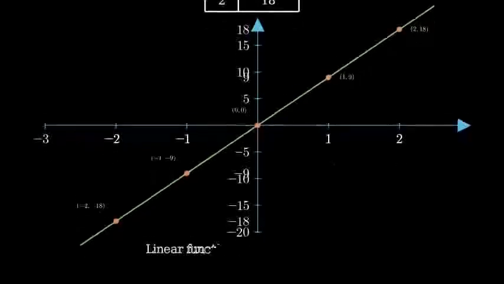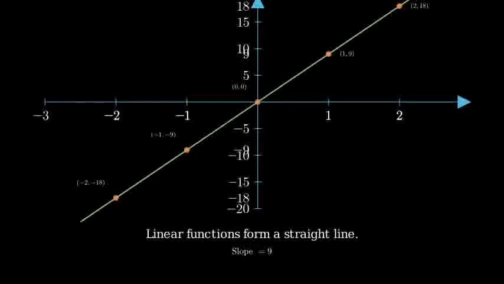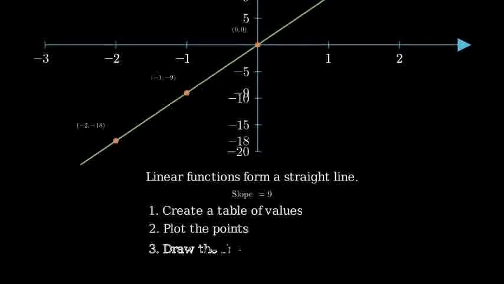To quickly review, remember that linear functions form a straight line, and that the slope of the line is determined by the coefficient of x, which in this case is 9. To summarize, we created a table of values by choosing x values and calculating y. We plotted these points on a coordinate plane and connected them to draw the line representing y equals 9x. This method can be used to graph different types of functions, ensuring a clear visualization.